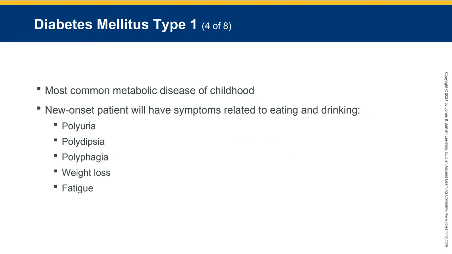Still on diabetes mellitus type 1, most common metabolic diseases of childhood. So it's common in the pediatric population. Now, the type 1 new onset patient will have symptoms related to eating and drinking. So you're going to see the 3 P's. The 3 P's are common with the blood sugar rising. So once the blood sugar is rising, you're going to see the 3 P's.